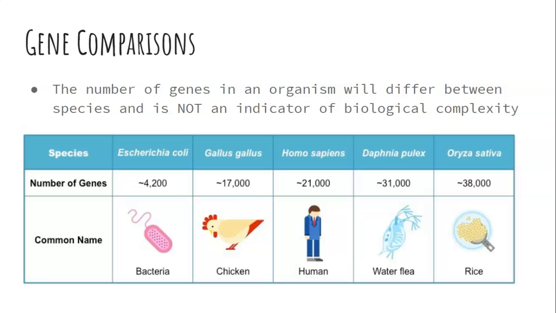And then last but not least is gene comparisons. This is just to kind of keep your head on straight. The number of genes in an organism does not indicate biological complexity. Okay? If you look at this chart, Homo sapiens, that's us, we're right in the middle with about 21,000 genes. And we've got more than chickens by about 4,000 genes. So we have a little bit more genes, but we have way less than rice. So it doesn't matter how many genes you have in an organism, it does not indicate biological complexity. That's something to keep in mind as we move forward through this unit.